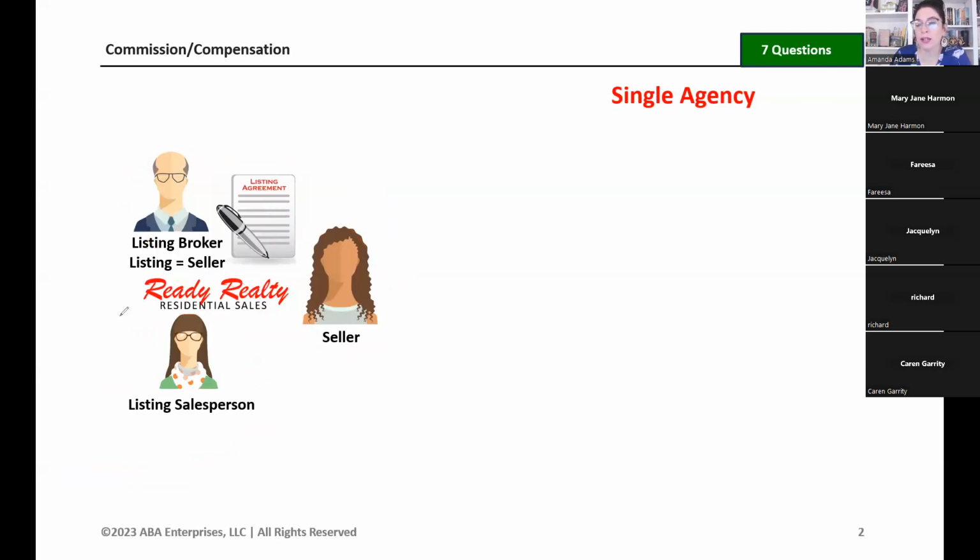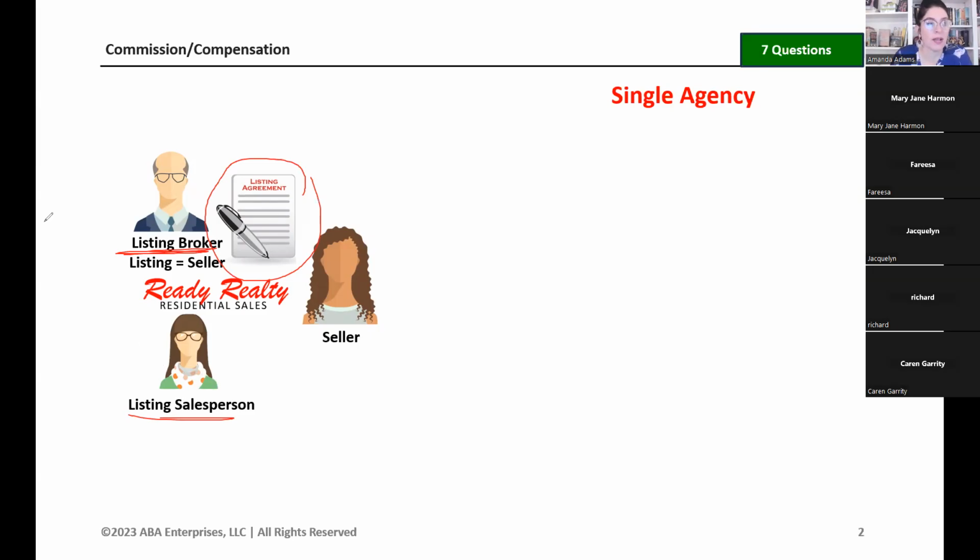Just want to throw in a little agency with you guys, make you see how agency works. Remember, agency means relationship and representation. Agent relationships and representation. Okay. So in this listing agreement, this is really important because this is the agreement that is going to make sure that the broker and the salesperson get paid for all the work they're going to do.